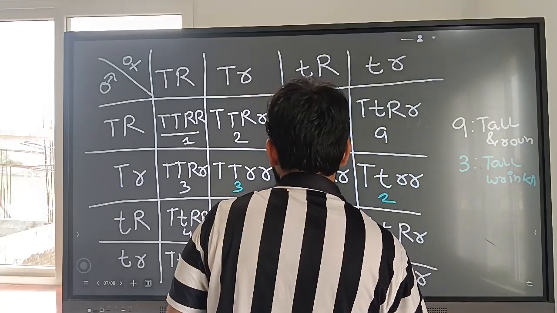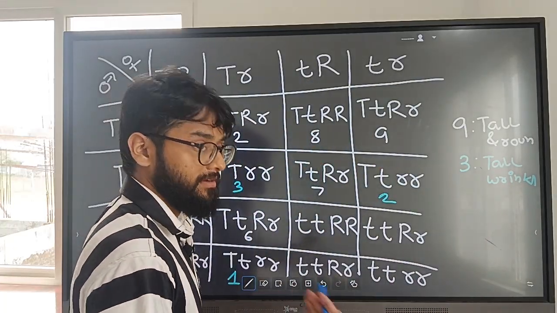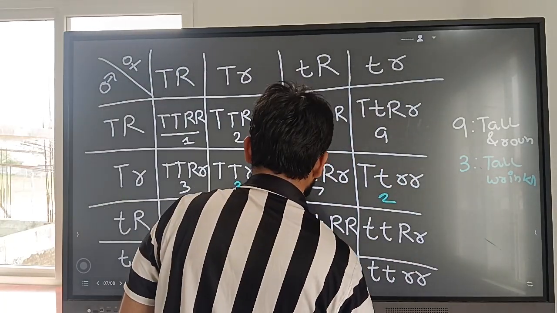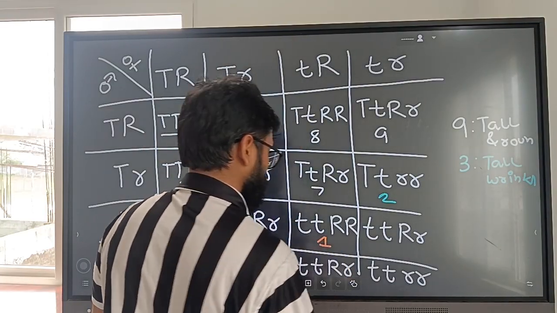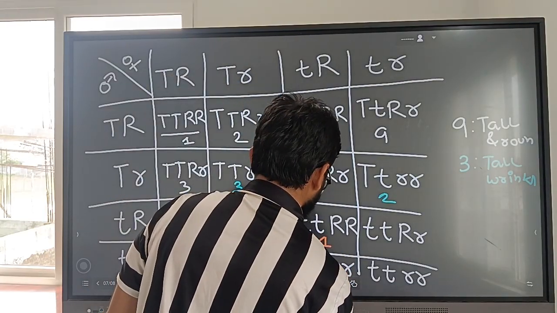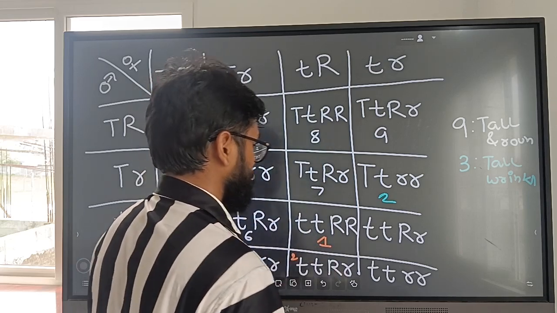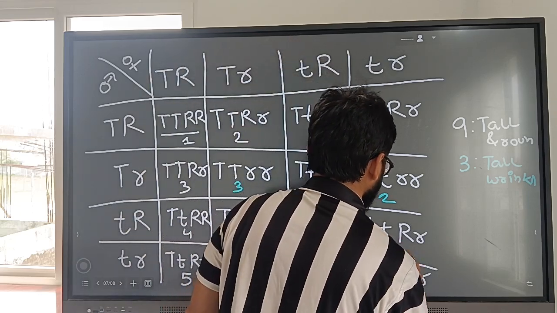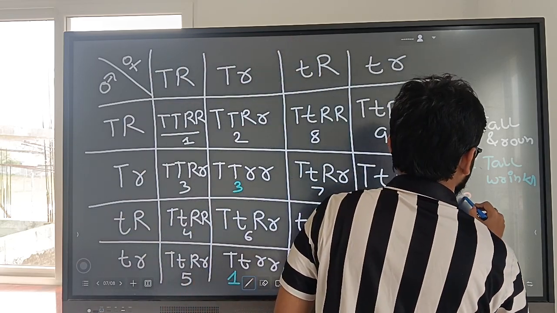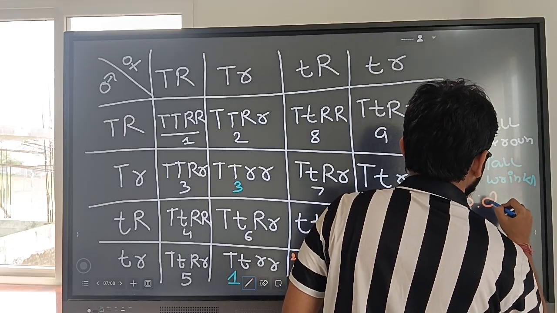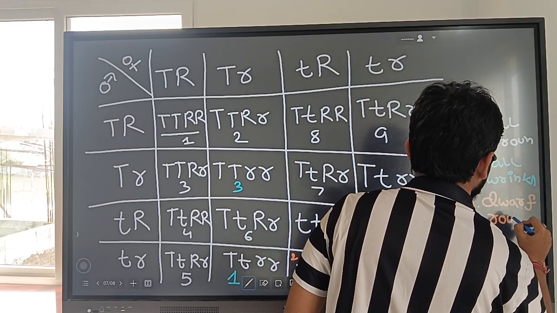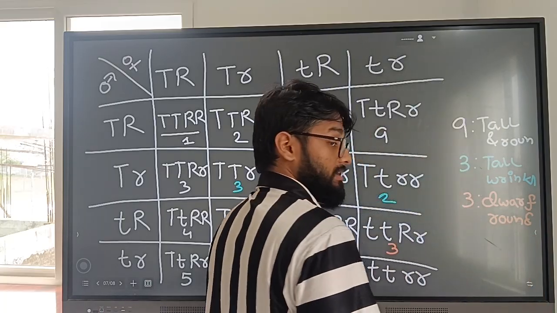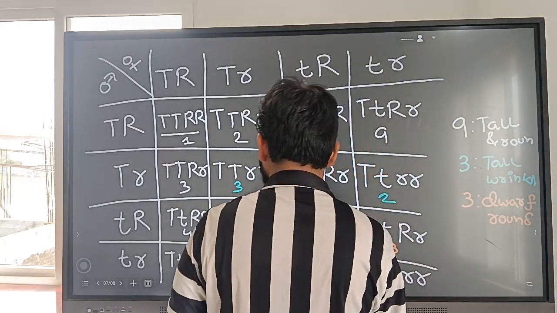Okay, we need to find now dwarf and round. Okay, this is our dwarf and round. Okay, this is also our dwarf and round. Okay, and this is also our dwarf and round. So we get another 3 dwarf and round.